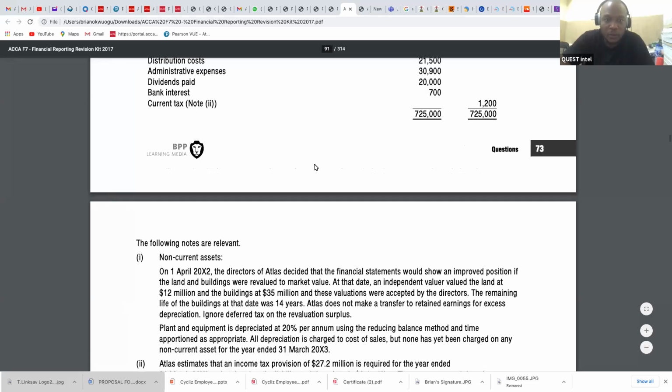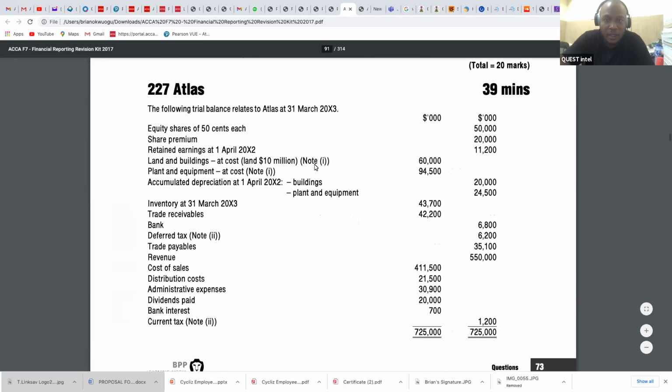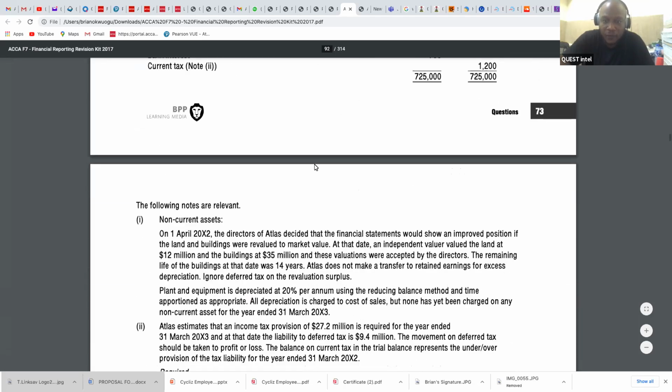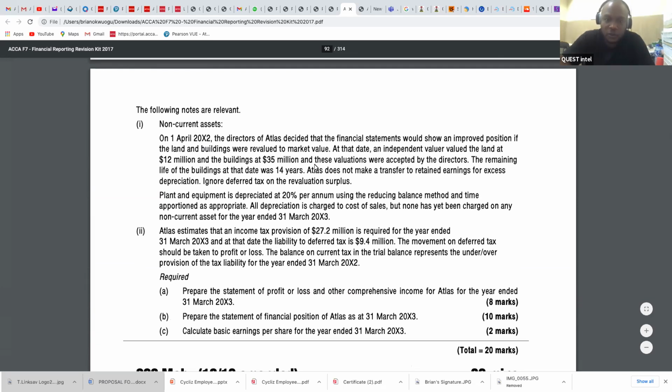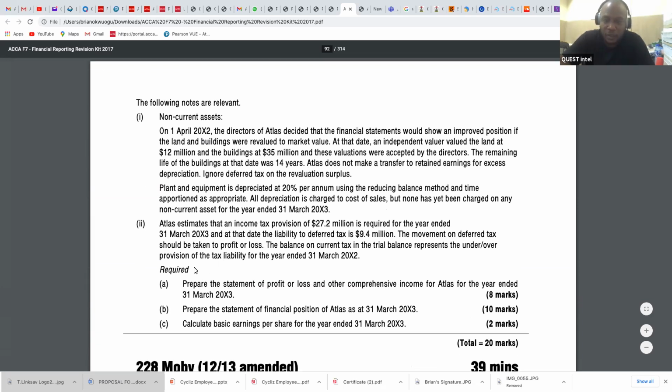Okay, so we're looking at question Atlas, a published account, our first one. Please go ahead and start from the requirement again. Prepare the statement of profit or loss and other comprehensive income for Atlas Co. for the year ended 31st March 2023.